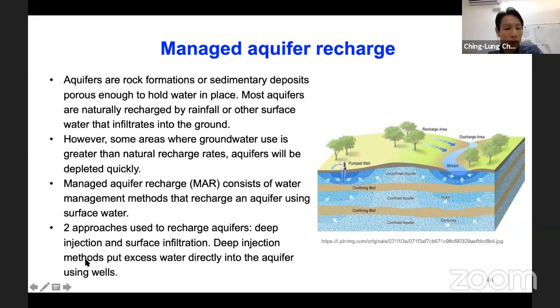The deep injection method puts excess water directly into the aquifer using a well. As you can see, this is the well. They just inject a lot of water into the aquifer, trying to keep the water in the aquifer, because if there is less water under the ground, then the soil will collapse because there is nothing underground.